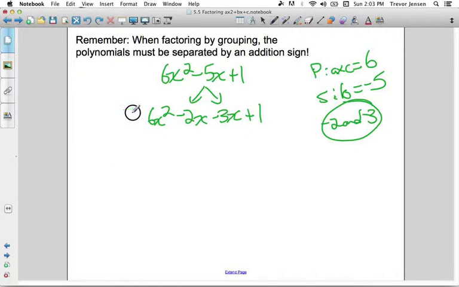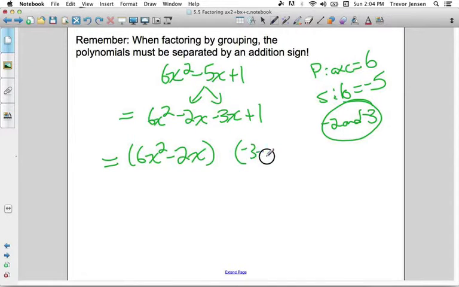Now that I have 4 terms, I can factor it by grouping. Put the first 2 terms in a group. Put the last 2 terms in a group, so the negative 3x plus 1. And then don't forget, separate those two groups by an addition sign. That's very important to do, because that's what keeps the expression equivalent to the one above it.